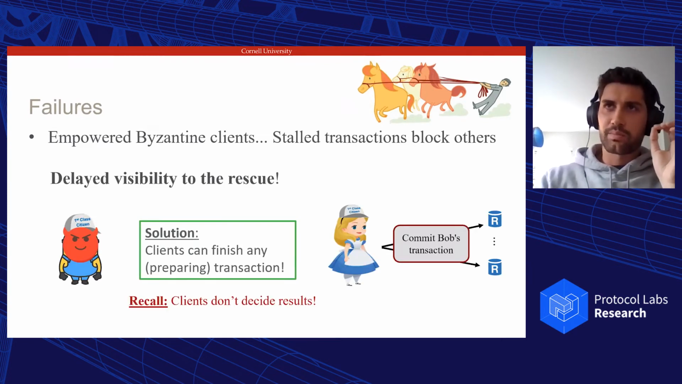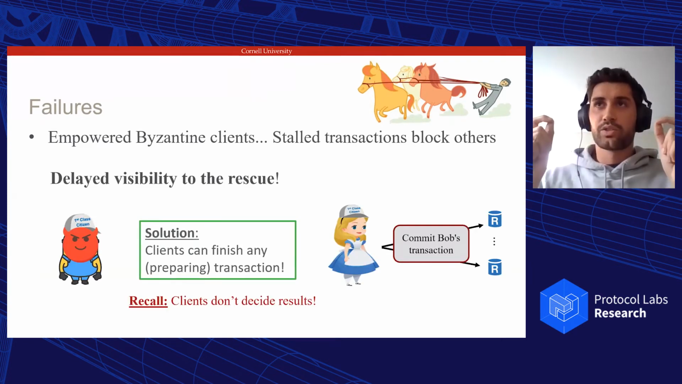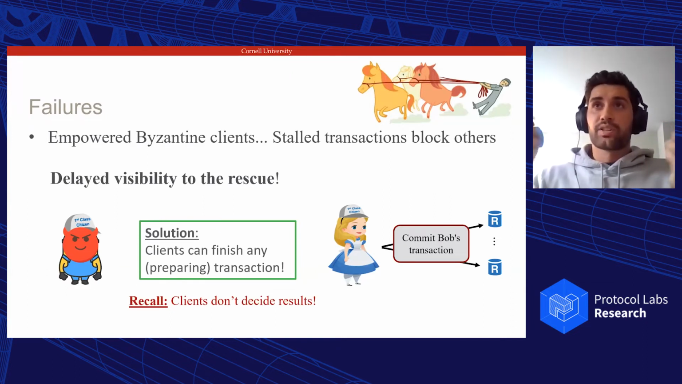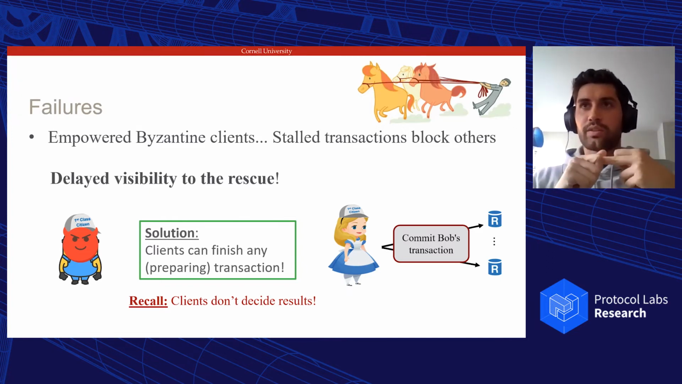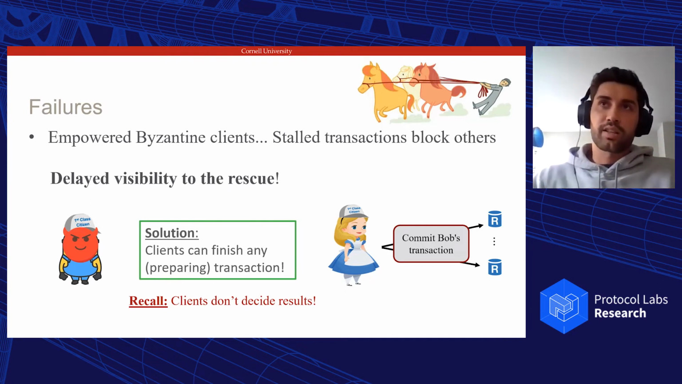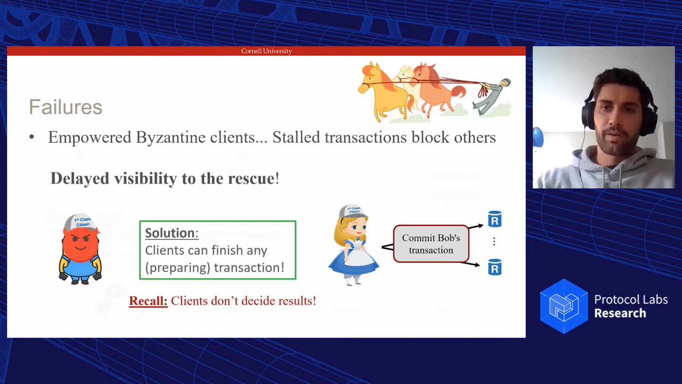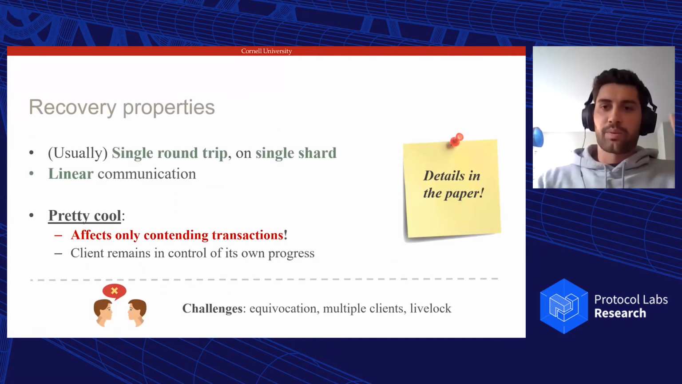Now, the way we address this in Basil is by allowing any client to drive the commit protocol for any transaction. Now, that's perfectly safe because A, I already told you we delay the transaction visibility until the commit time, so we're not accidentally stealing away incomplete transactions. And B, like we just talked about, clients are not able to decide the outcome of a transaction, and hence it doesn't really matter which client coordinates the commit. Now, this recovery protocol has some nice properties. It requires usually only a single round trip. It also only involves a single shard and does so with linear communication.